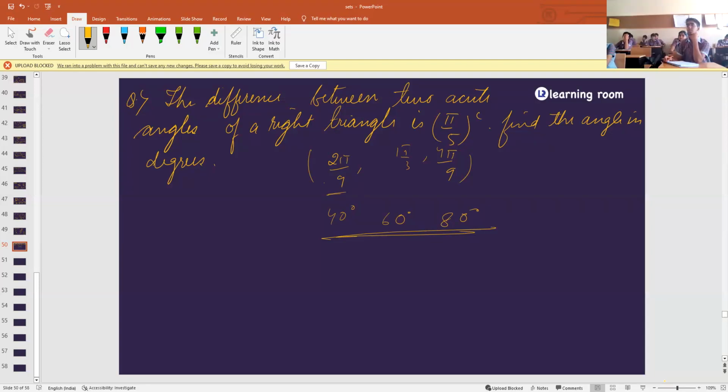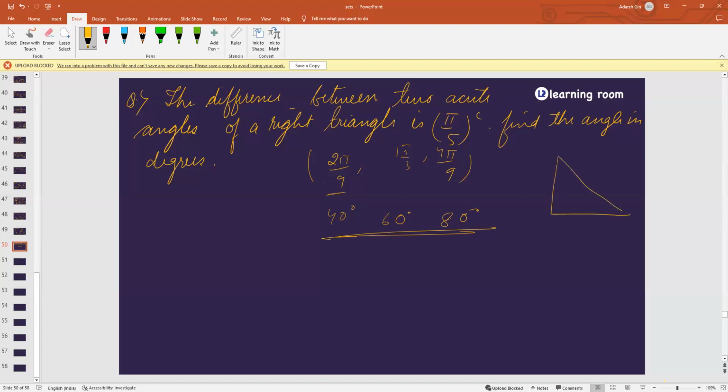Check your calculations again. Difference between two acute angles of a right triangle. See, this is a right triangle. And these are the two acute angles. So let us say this is theta. This will be alpha and this is 90 degrees. So theta minus alpha is given to you pi by 5. Or you can convert it into degrees to calculate it better. Pi by 5 into 180 by pi. So it will be 36 degrees. So theta minus alpha is 36 degrees. Now you have to find theta and alpha. Two variables. You need two equations. One is given. Can you form the other?